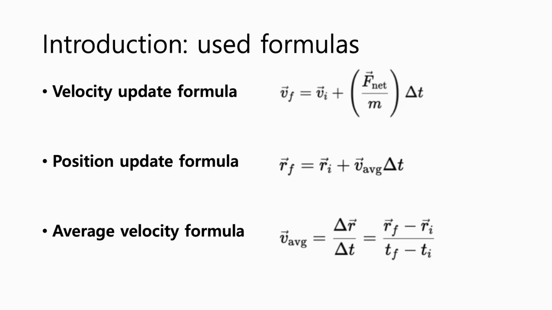The position update formula states that final position equals initial position plus average velocity times change in time. We'll use this to calculate the object's position in the computational model later. The average velocity formula is that average velocity equals change in position over change in time. We'll use this to calculate the initial velocity in the model.